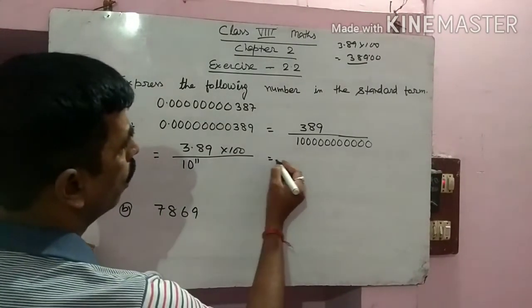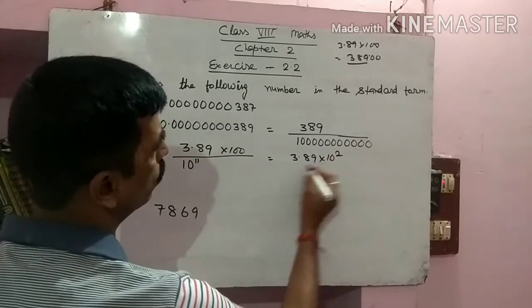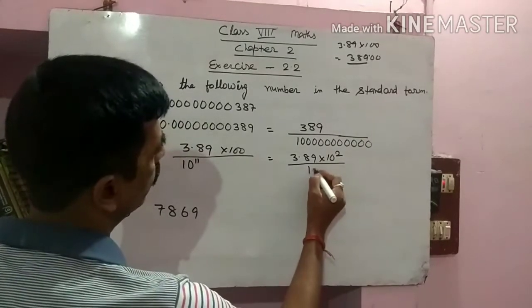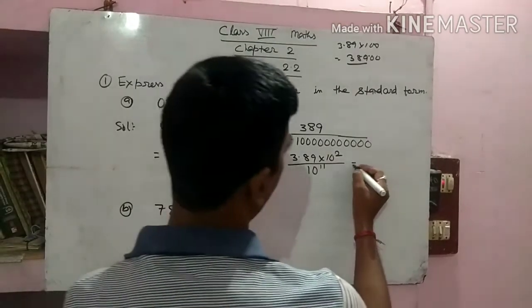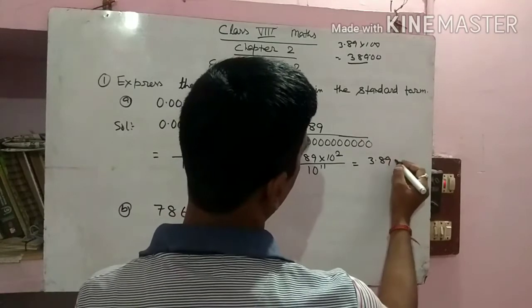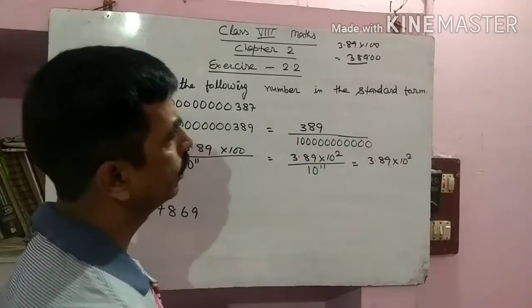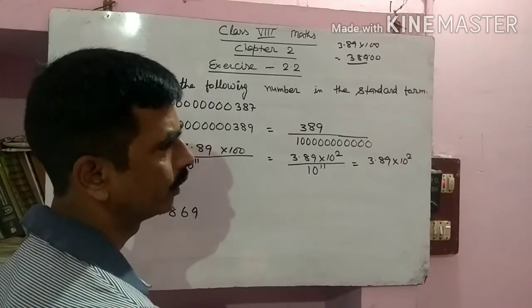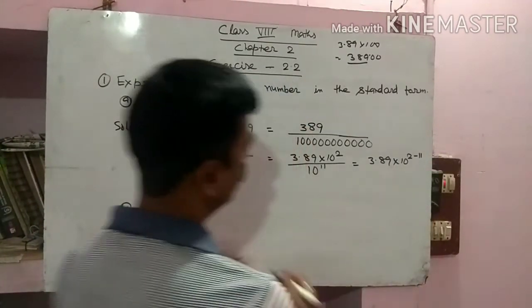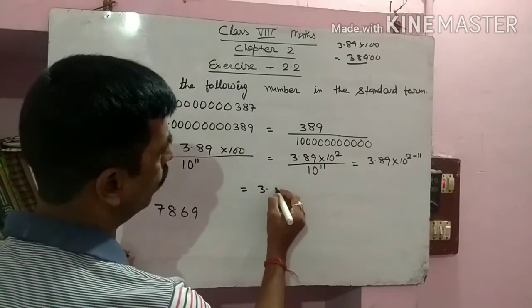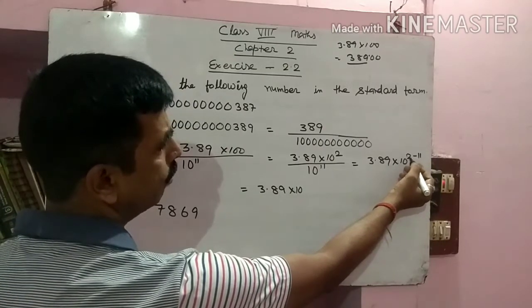Okay, so this becomes 3.89 into 10 to the power 2 by 10 to the power 11. So finally what can you write? 3.89 into 10 to the power 2, and if we shift this one, it becomes negative. Is it? So you can finally write minus 10 to the power 11. Then what will you get? 3.89 into 10 to the power minus 11 plus 2.